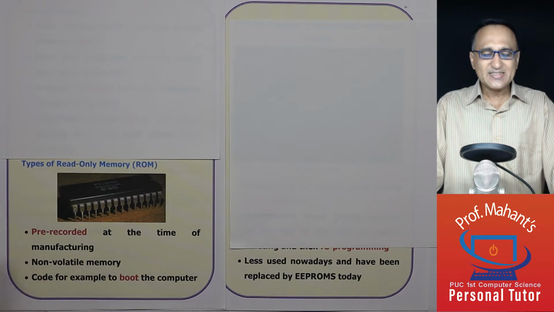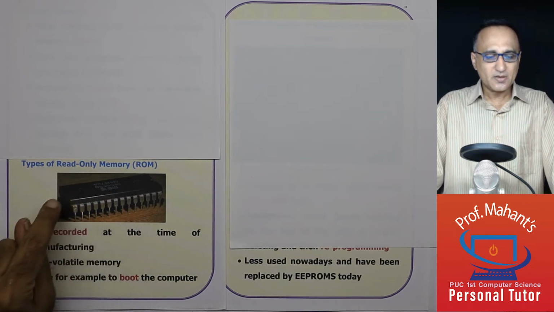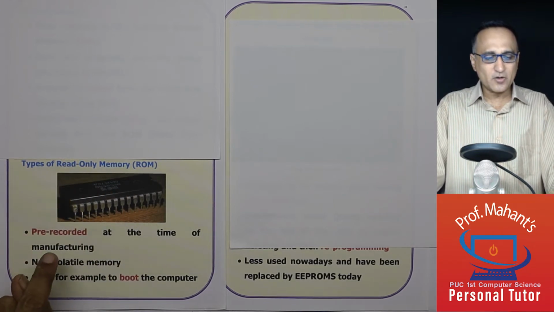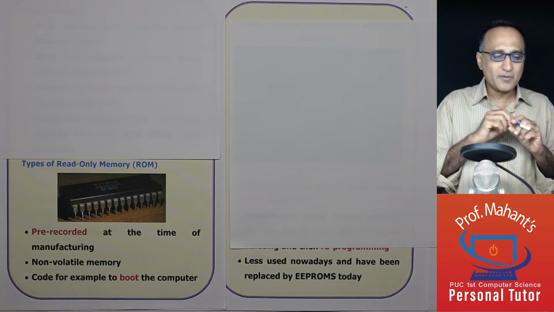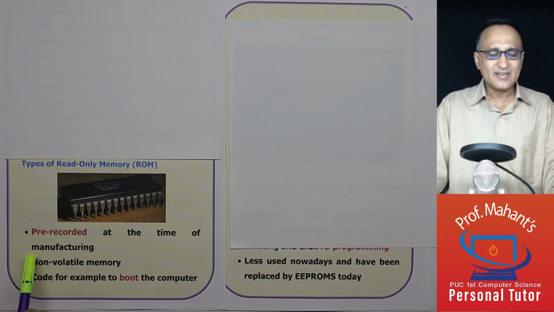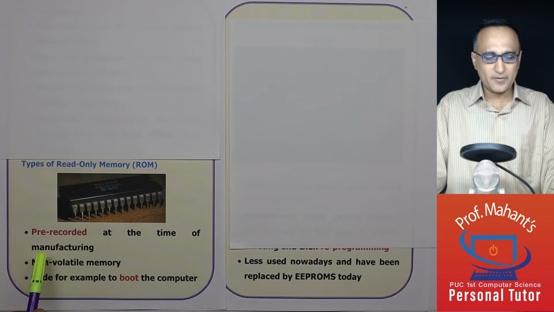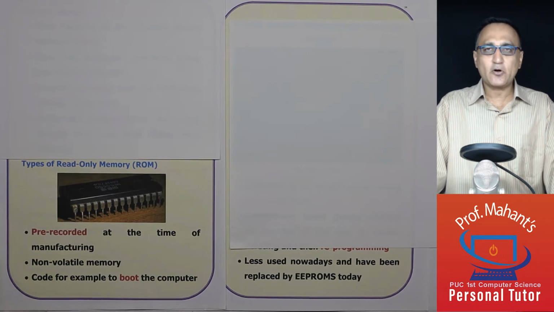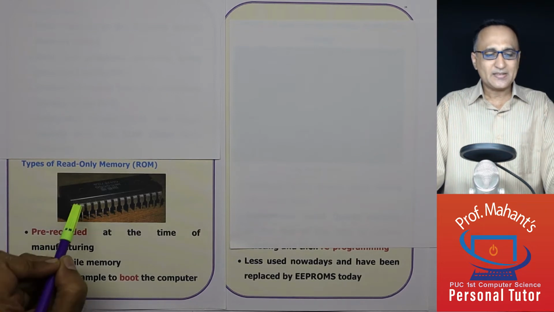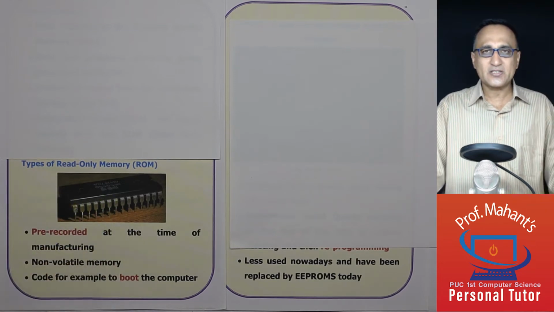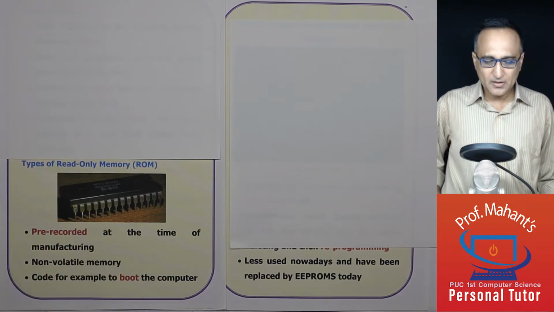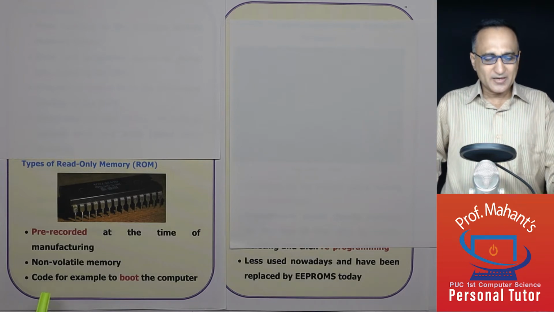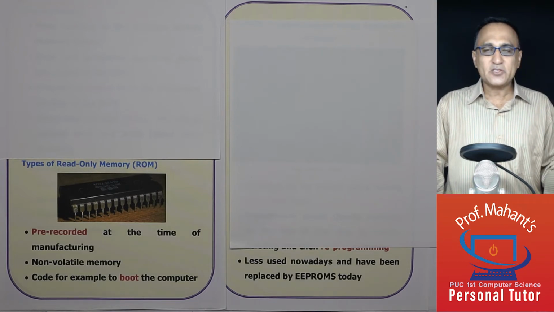So in ROM chips, data and programs are recorded at the time of manufacturing. It's an example of a non-volatile memory, in the sense that even if you switch off the power supply, the data and programs are not lost in the read-only memory. As I told you, it contains code which is of a permanent nature.